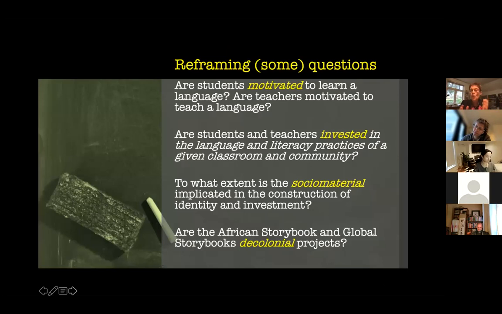So if we think about the questions that we ask in our research, when I started at OISE, I was very interested in issues of motivation. Are students motivated to learn? Are teachers motivated to teach? And I shifted to include a construct that I developed called investment, and we're going to learn a bit more about that today. I ask, are students and teachers invested in the language and literacy practices of a given classroom and community? Then, through the socio-material lens, to what extent is the socio-material implicated in the construction of identity and investment? And finally, are the African Storybook and Global Storybooks decolonial projects? So just touching on some of those conversations.